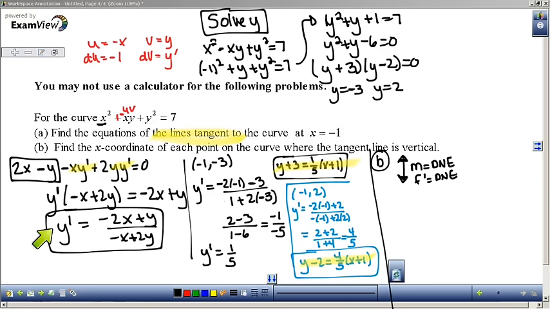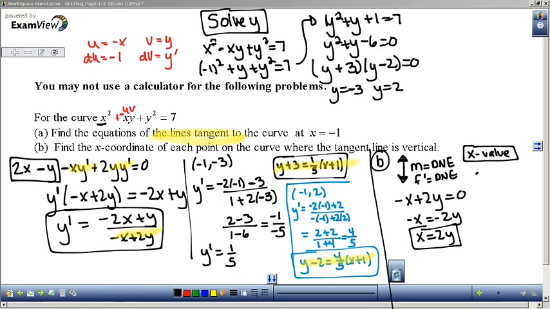So if I look at my derivative, the time it's not going to exist is when the denominator is equal to 0. So I'm going to set the denominator equal to 0, solve for x, and I get x equals 2y. The reason I solve for x and not y is because I'm going to end up with a fraction as I solve for y, and I don't want to deal with fractions. This doesn't give me the actual x coordinate. This just tells me that when x equals 2y, the tangent line is going to be vertical.